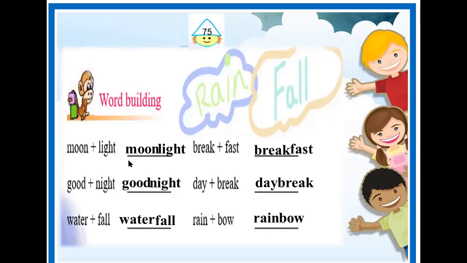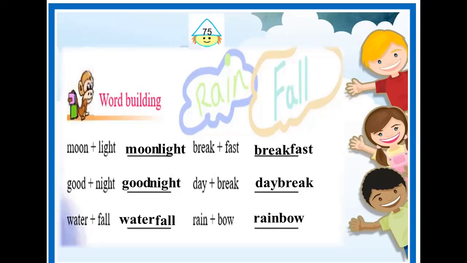Compound words are words that are formed by joining two words. And the new word that is formed will have a completely new meaning. You must also remember, children, while writing the compound word, you must not leave any space or gap between the two words, as we have a completely new word.